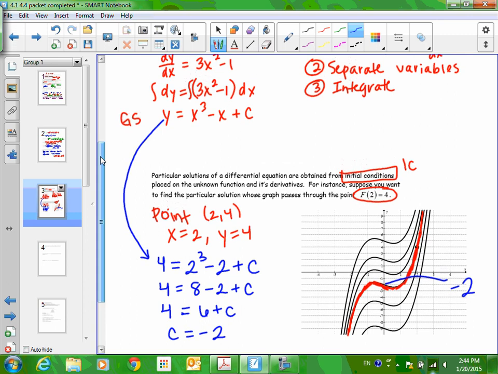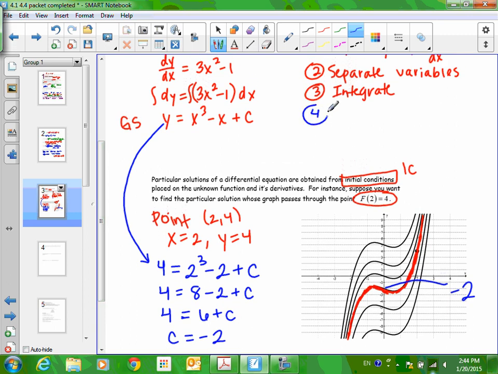So up here on our steps, we're going to add that in for step 4. We're going to plug in, I'm going to use IC for initial condition. If you're thinking, I'm not going to remember that 2 days from now, write out the words initial condition. Okay, plug in initial condition to find C.